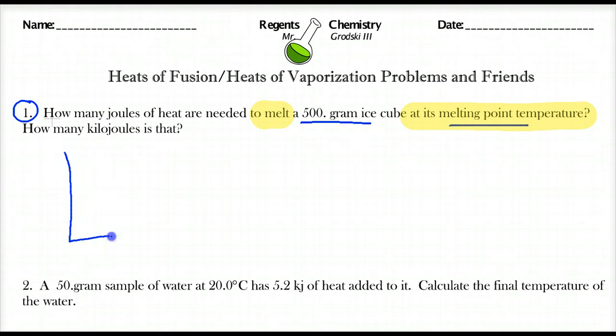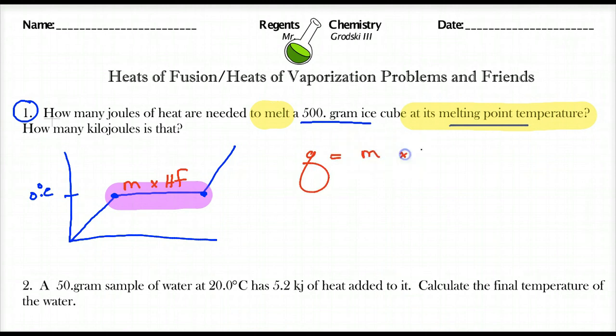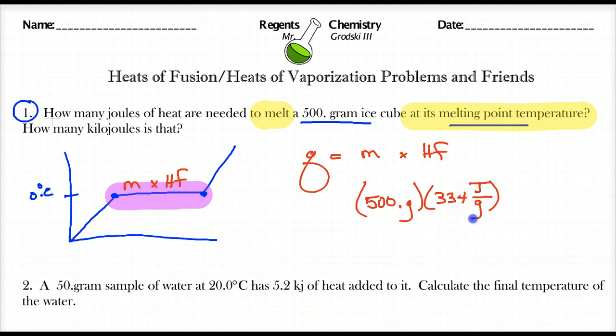Of course, very quickly, heating and cooling curve. What does that mean? That means we are right there. At its melting point temperature, that means I'm between this point and this point, and since it's an ice cube, it's water, it's 0 degrees Celsius. I know I'm using m times heat of fusion. So very simple. Q is equal to the mass times the heat of fusion, which is that constant we get from calorimetry. And of course, 500 gram ice cube times the heat of fusion. Now we're going to use the one in the reference table, 334. Put the units in, guys, joules per gram.